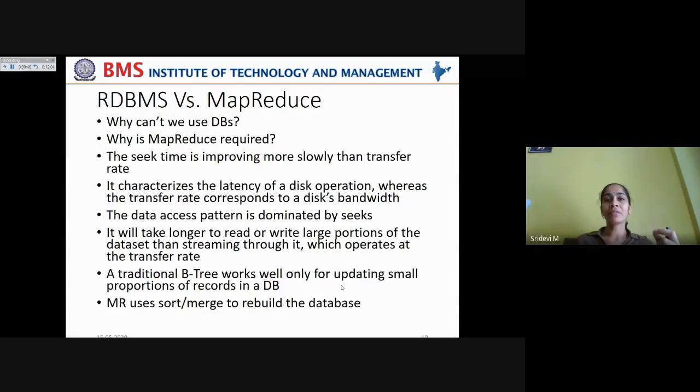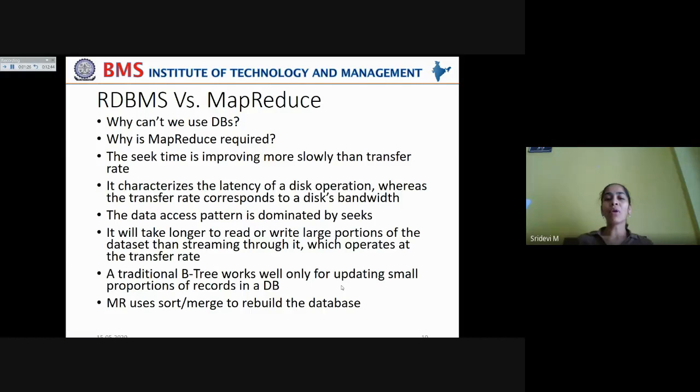The seek time is playing an important role here. The seek time is improving more slowly than transfer rate. So it characterizes the latency of a disk operation, whereas the transfer rate corresponds to a disk bandwidth. Now the data access pattern is also dominated by the seeks, right? So if a file has to be read by a read-write head in a disk, it has to go to the appropriate disk and appropriate track, and then the appropriate sector, and then find the block of the file located on that sector, and then read that data. That takes a lot of time.